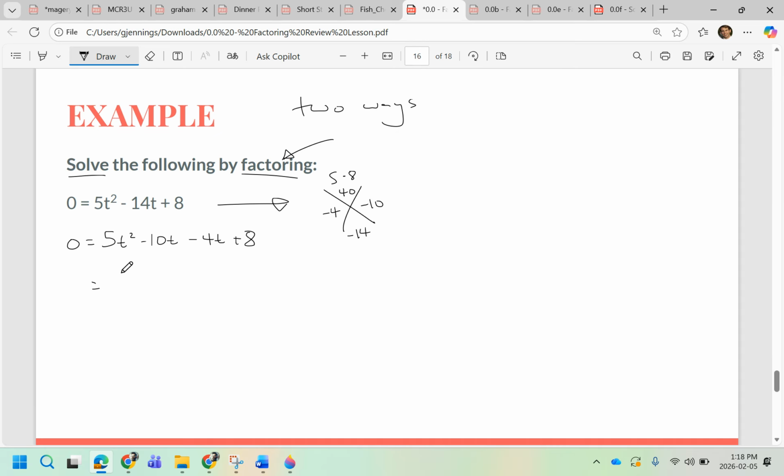Our first group has a common factor 5t, and we multiply by t minus 2. And then the next one has a common factor minus 4, and that would multiply by t minus 2. So then our fully factored form is 0 equals 5t minus 4 multiplied by t minus 2. And then we want to go ahead and find our values of t that make this true. How do we do that?